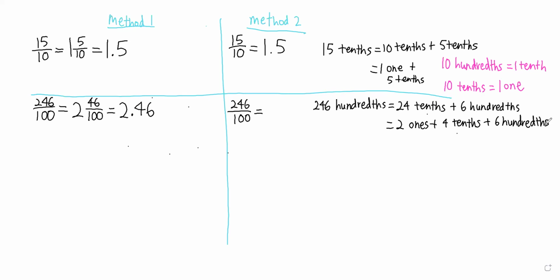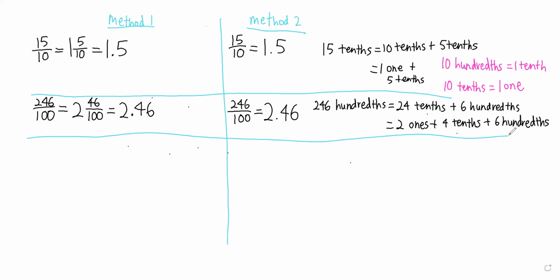But if you are very confident in your conversion and renaming, you can consider method 2 once you're familiar enough with method 1. Okay, so 2 ones, 4 tenths, and 6 hundredths gives me 2.46 as well. So either method will give you the same answer. So it's up to your preference.